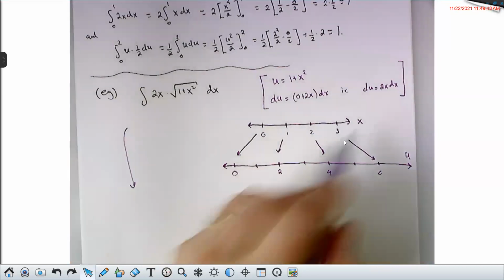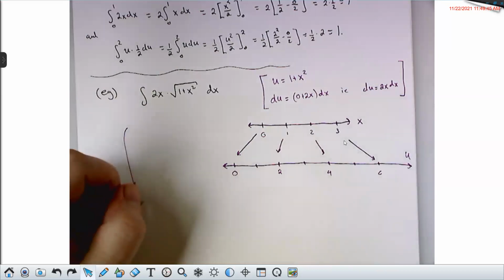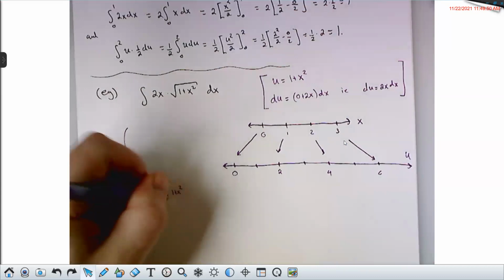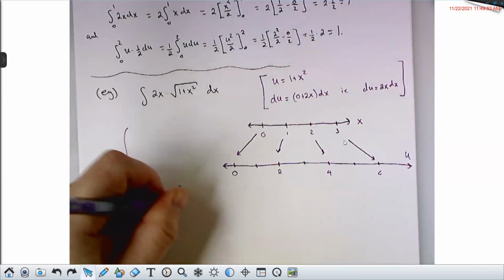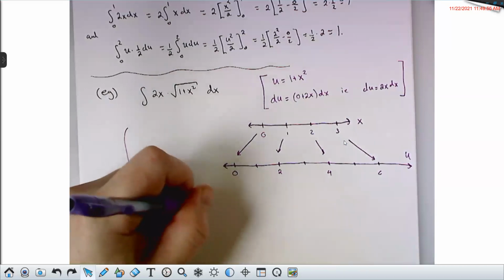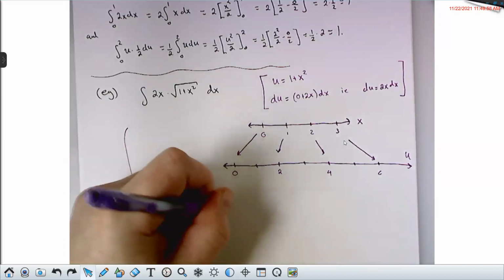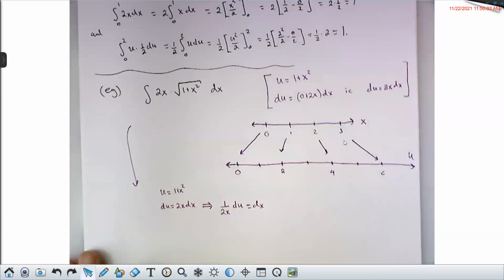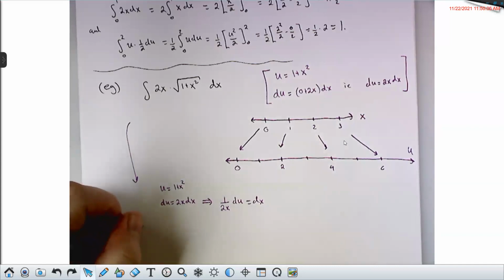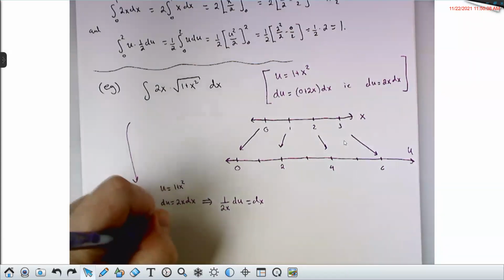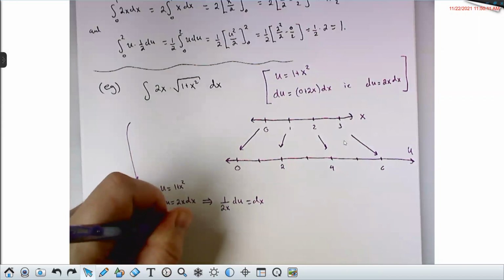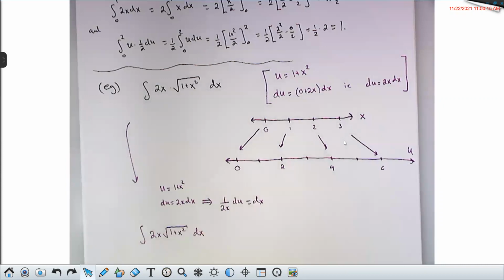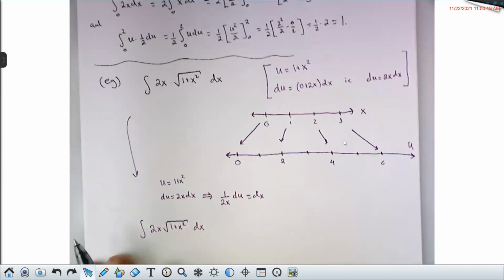What you do need to do is take this and solve. So u is 1 plus x squared, and du is 2x dx, which means 1 over 2x du is equal to dx. So my integral of 2x times the square root of 1 plus x squared dx. And this is why it's so important that you always write these differentials.